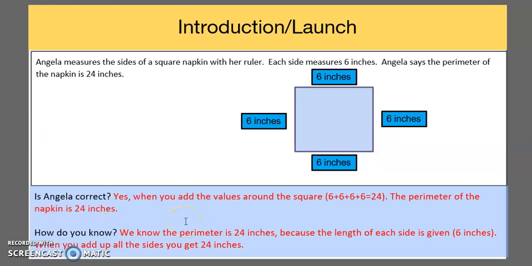So here is an example. Is Angela correct? Yes. When you add up the values around the square, 6 plus 6 plus 6 plus 6 equals 24. The perimeter of the napkin is 24 inches. How do you know? We know the perimeter is 24 inches because the length of each side is given as 6 inches. When you add up all the sides, you get 24 inches. In both responses, we have a clear answer and an explanation. Now we're going to get into some sample questions we can provide our students.